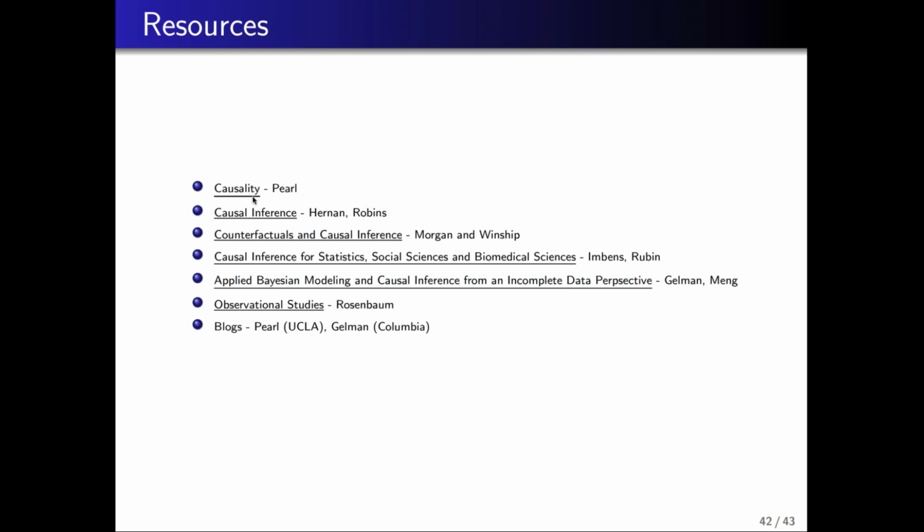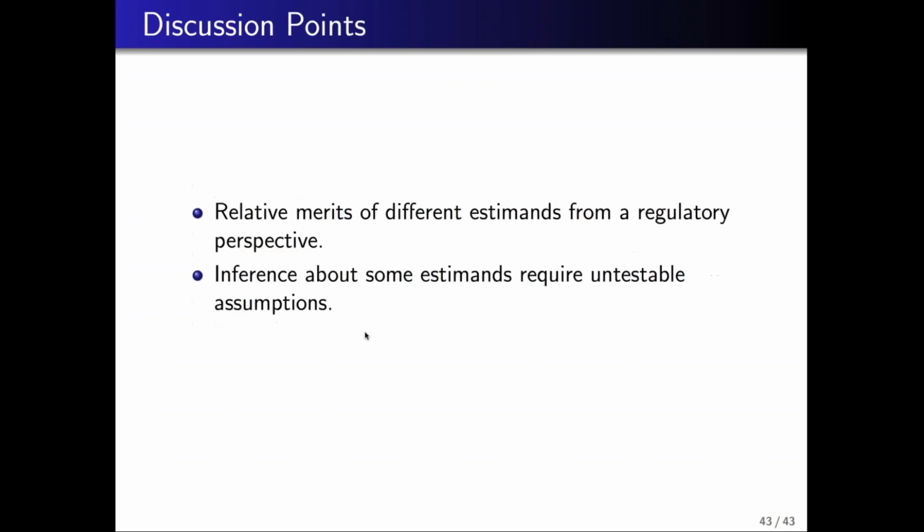There's a book by Pearl called Causality. Miguel Hernan and Jamie Robbins are writing a freely available textbook, which is available on their website, which I encourage you to look at. There's a book by Morgan and Winship called Counterfactuals and Causal Inference. Imbens and Rubin have a book. Gelman and Meng have a causal inference book from a Bayesian perspective. There's a book by Rosenbaum called Observational Studies. And then there are blogs by both Judea Pearl and Andy Gelman that are worth looking at.